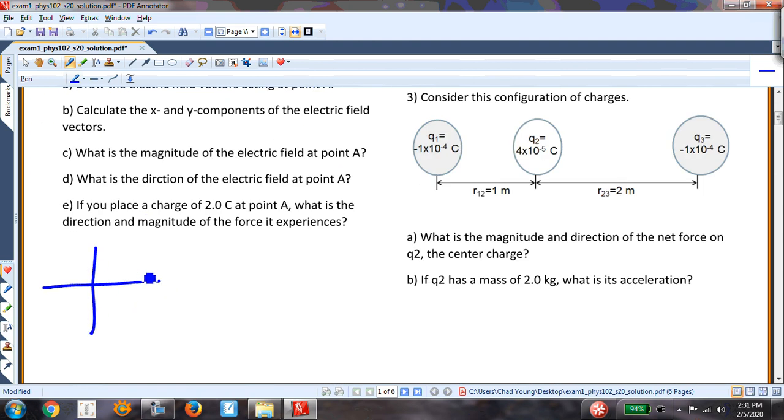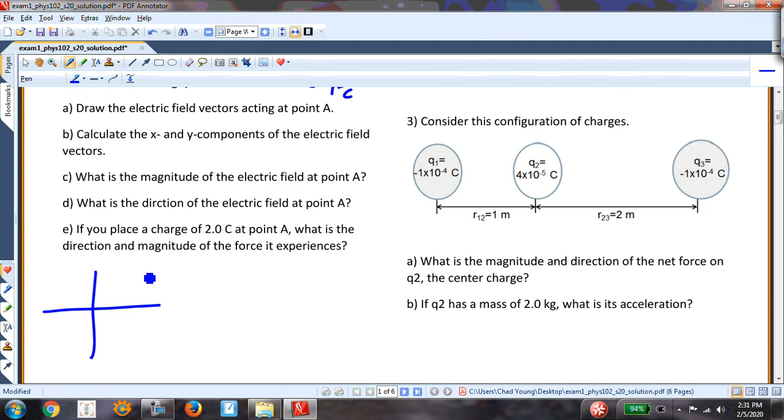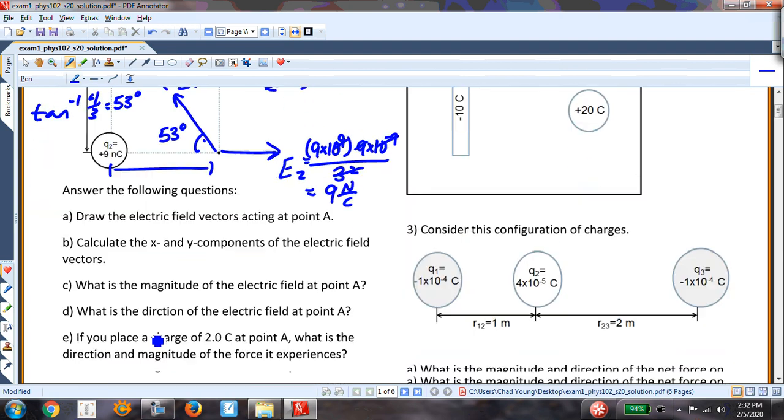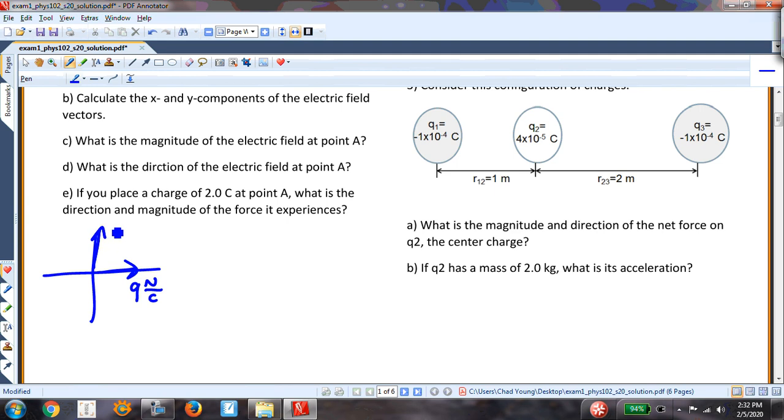I'm going to draw a figure here. I like to draw figures. So E2 is 9 newtons per coulomb in this direction. And then the x and y components of E1 are 27 sine of 53. And then over here, 27 cosine of 53. This is equal to 22. And this is equal to 16.